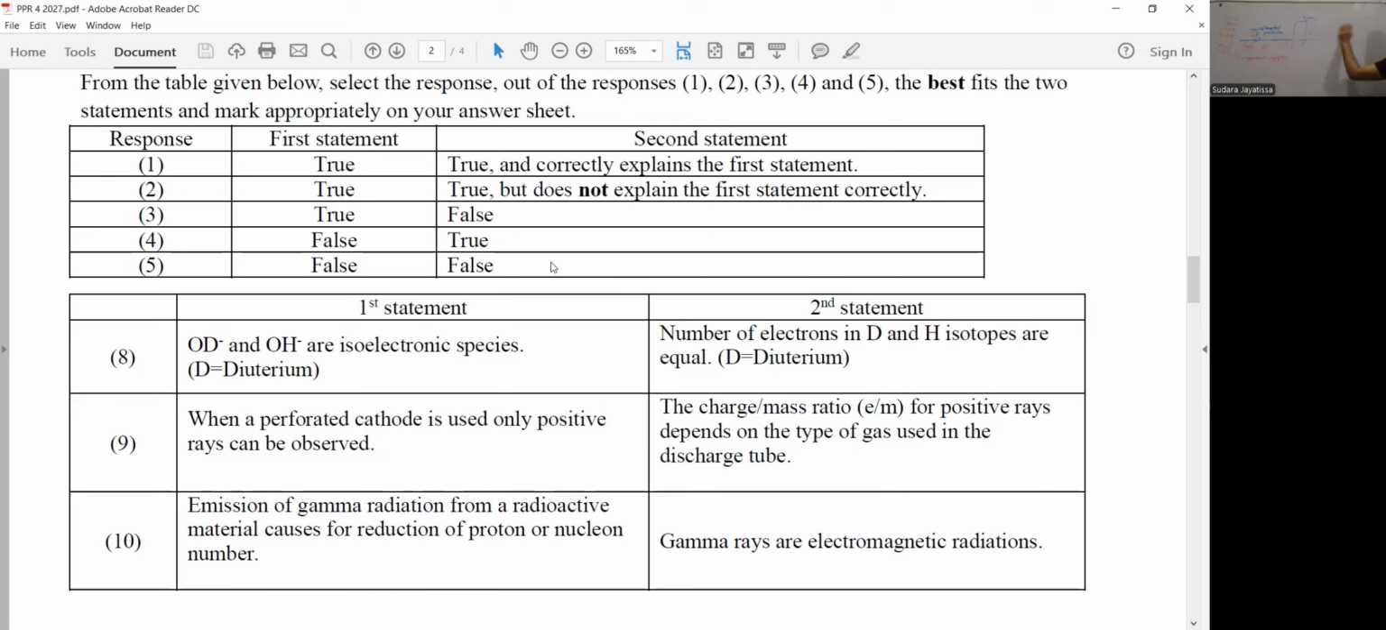In that question type, first of all, you check the given first statement and see whether it is correct. Then you check the second statement separately. Don't think about the first one, just say whether the second one is correct. If both are correct, then you have to see whether the second one can explain the first one. Depending on that, the answer changes. Answers 1 and 2 both have both statements true, but depending on whether they explain or not, answer 1 and 2 change.